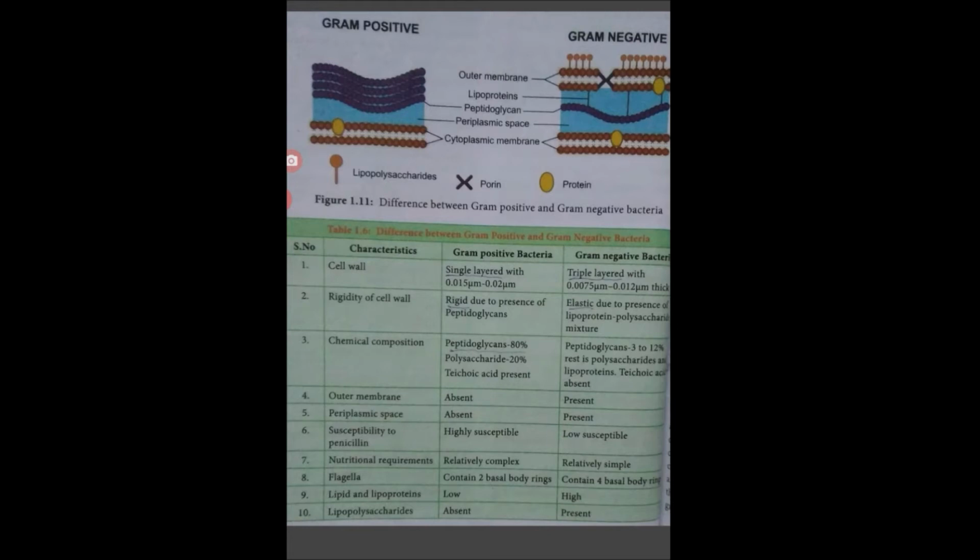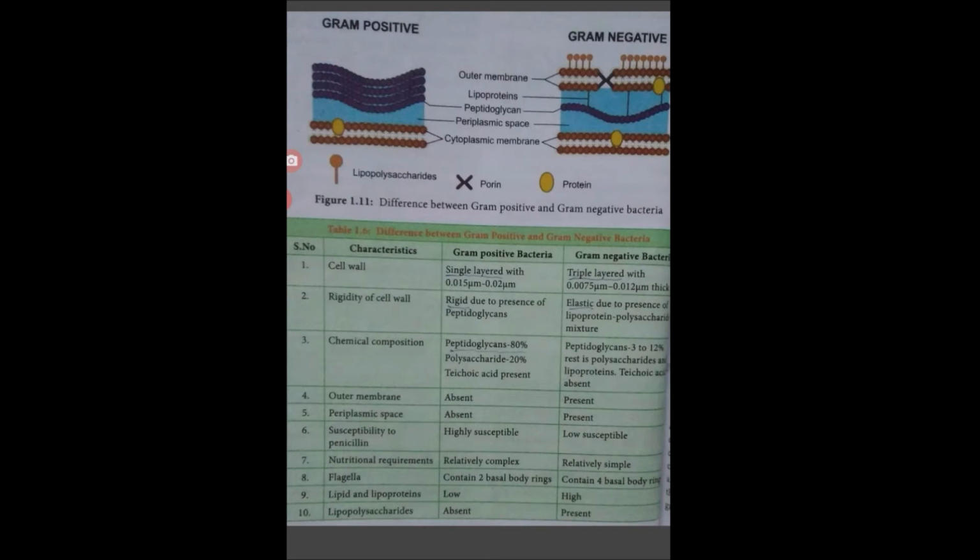Rigidity of the cell wall: in the gram-positive bacteria, the cell wall is so rigid due to the presence of peptidoglycans. But in the gram-negative bacteria, the cell wall is elastic in nature due to the presence of lipoprotein polysaccharide mixture.